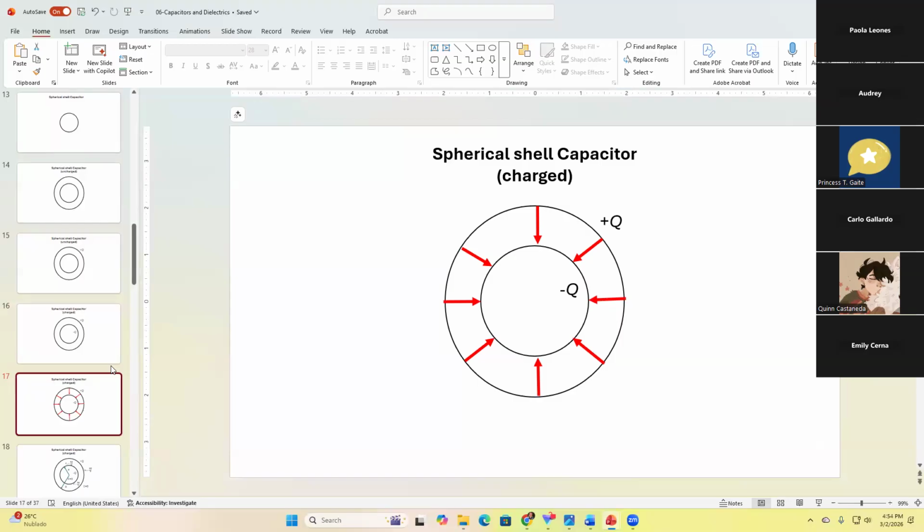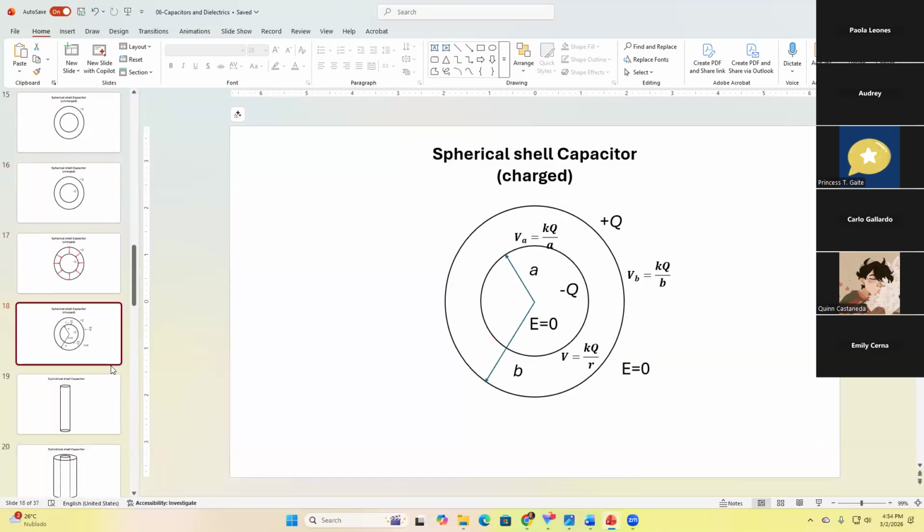Okay. And here you go, the spherical shell capacitor. One end is going to be kept at one voltage. The other end is going to be kept at another voltage. The electric field inside here is going to be 0, and you can find that out just by applying Gauss's law. There is no charge in this volume. Consequently, the electric field is going to be 0.